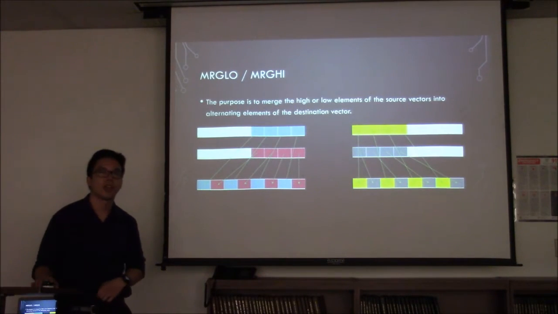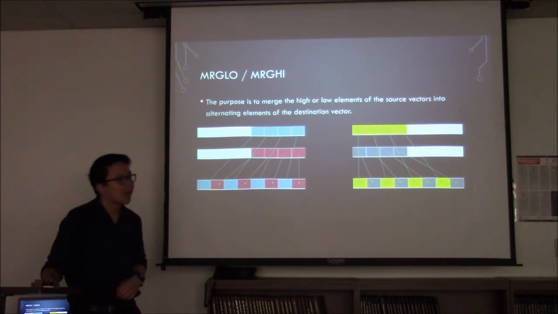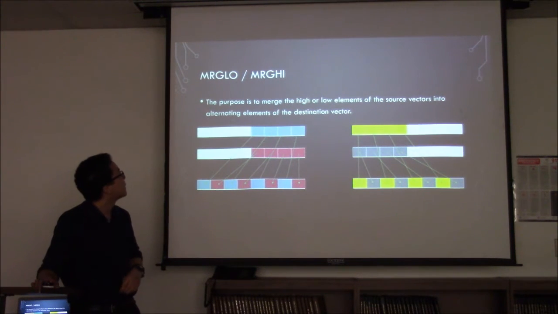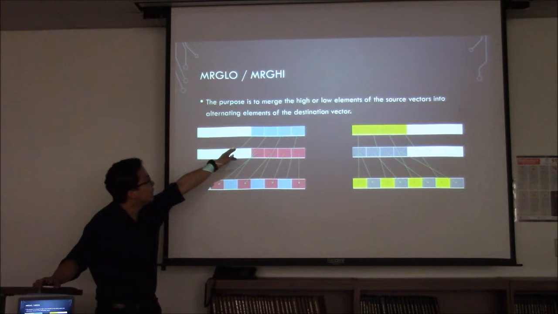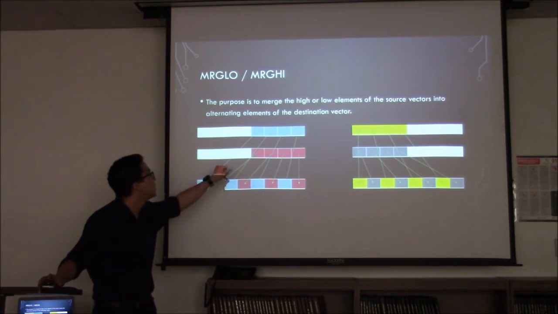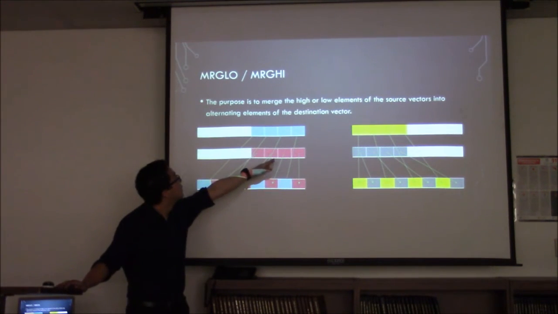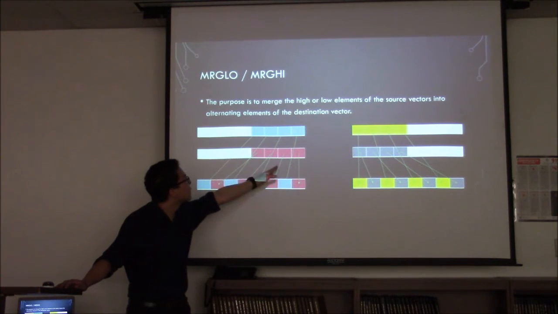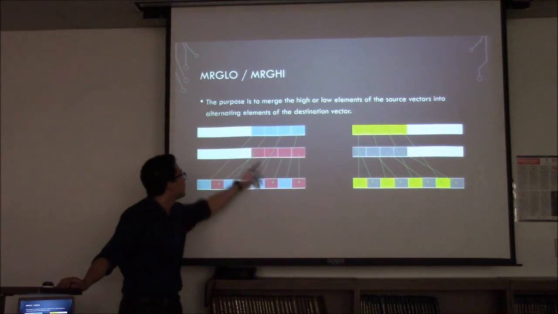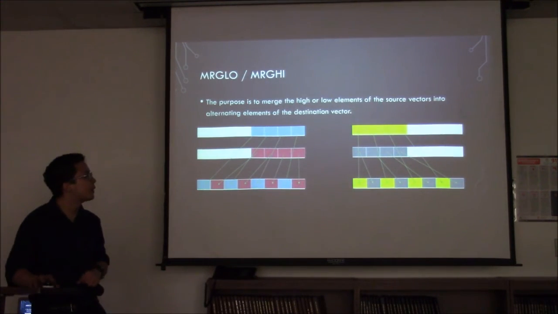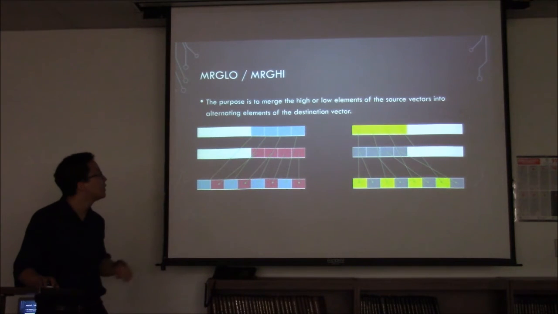So merge low, merge high. These ones I had a little bit of trouble with, but managed to get it working in time. The purpose is to merge the high or low elements of the source vectors into alternating elements of the destination vector. So you take the low of this vector and the low of this vector, and then it gets stored alternating in a fashion like that, so it makes a checkerboard pattern. Same with merge high over there.